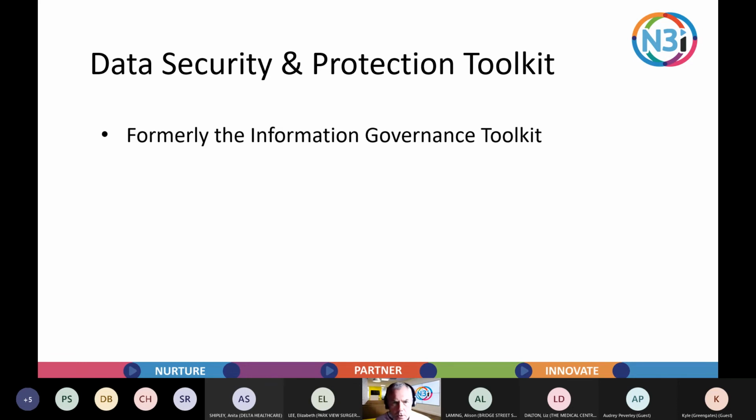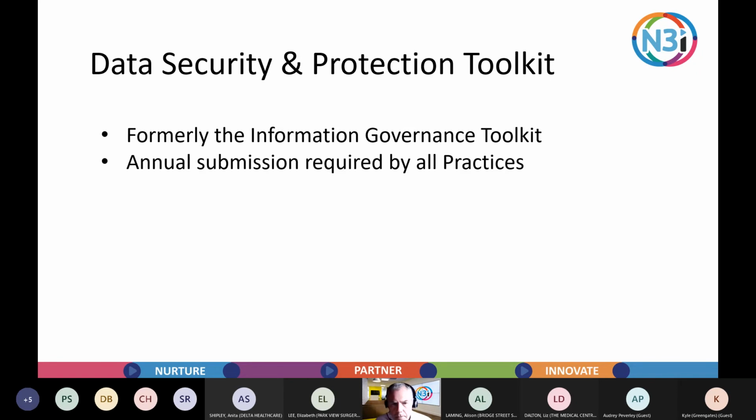So you'll know that this Security Protection Toolkit is formerly what we used to call the IG Toolkit. Annual submission. The deadline for the next submission is June 2022. And you know you've just done one in June, just gone past in 2021. That was the delayed one, obviously because of the pandemic around March the year before.